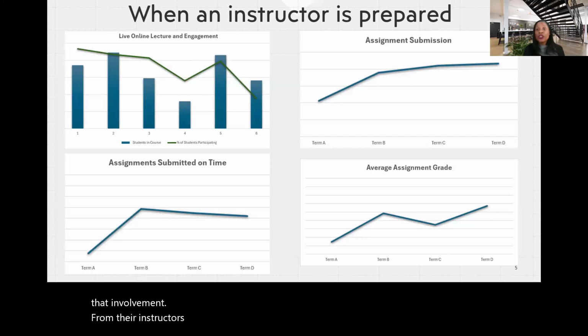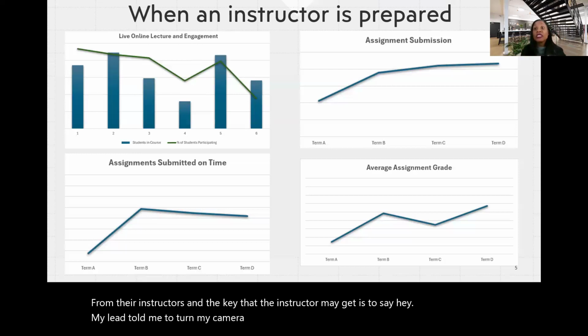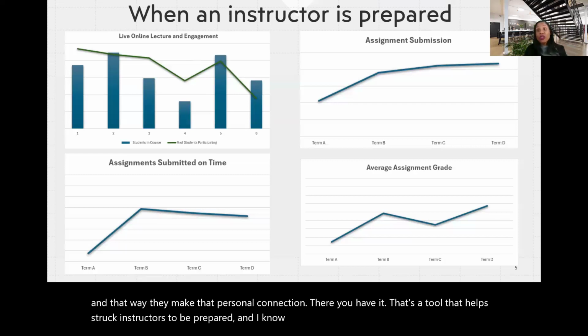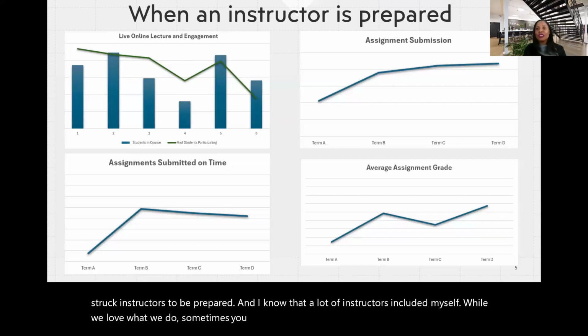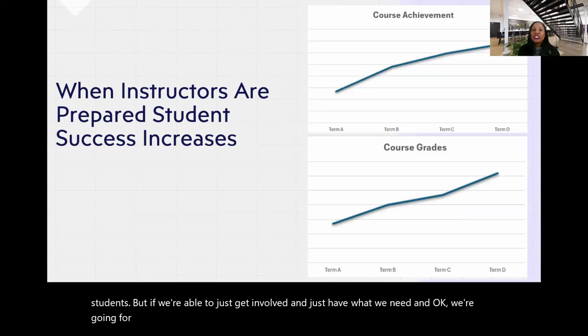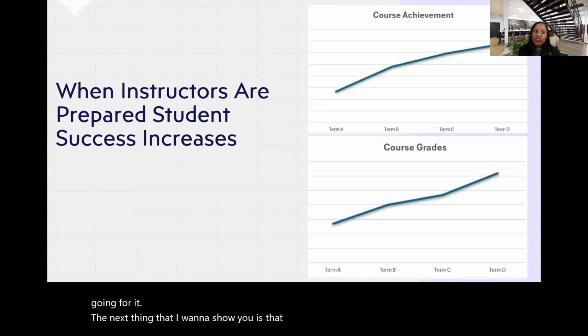And the key that the instructor may get is to say, "Hey, my lead told me to turn my camera on so that the students could see me, right? Every so often. And that way they make that personal connection." There you have it. That's a tool that helps instructors to be prepared, and I know that a lot of instructors, including myself, while we love what we do, sometimes speaking in front of groups is like, oh my gosh, even if it is your students. But if we're able to just get involved and have what we need, then okay, we're going for it. The next thing that I want to show you is what happens when instructors are prepared.